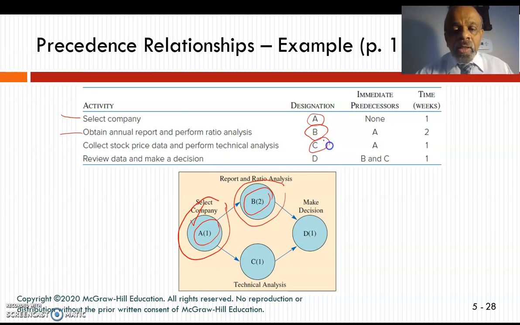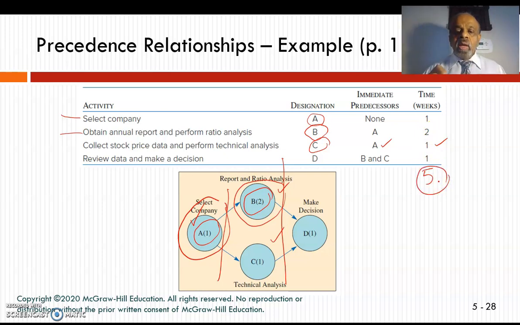C, on the other hand, collecting stock prices and performing technical analysis, is going to take 1 week, but that is also done after A. So B and C can be done only after completing A. And D can be done only after completing B and C. And D will take 1 more week. So if you take this, you can say 1 plus 2, which is 3 plus 1, 4 plus 1, 5 weeks. It is going to take 5 weeks. Let's look at it from a network, how long this project will take.